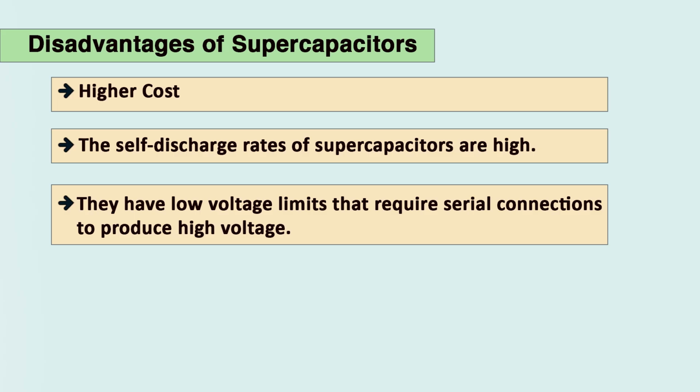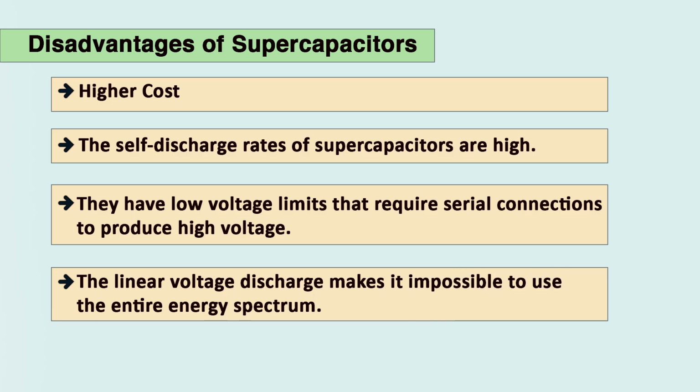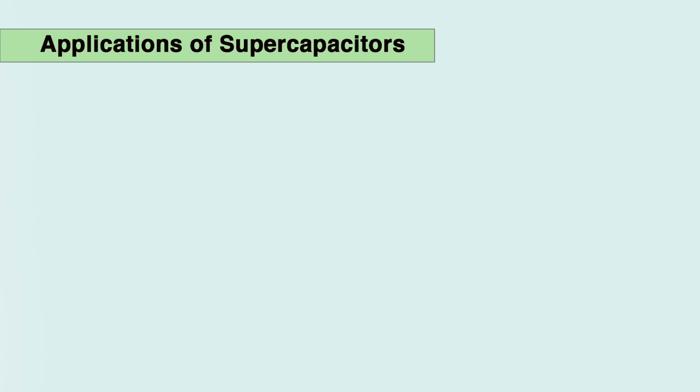Therefore, if we require a higher voltage, then we need to connect different supercapacitors in series so that we can achieve the desired voltage. The next disadvantage of the supercapacitor is the linear voltage discharge, which makes it impossible to use the entire energy spectrum of the supercapacitor. So let us see the different applications associated with the supercapacitor.